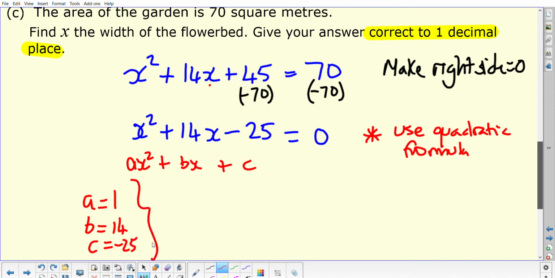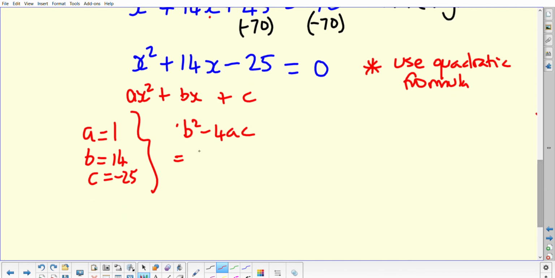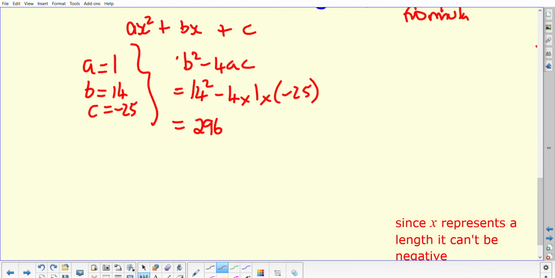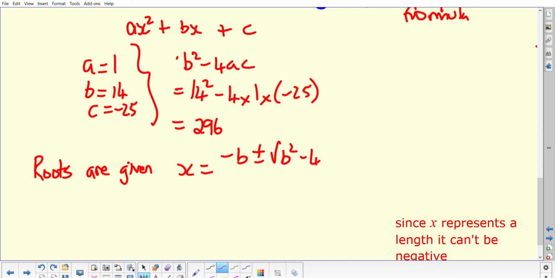So once we've done this, we're going to sub into b squared minus 4ac, which is the bit of the quadratic formula. So you're going to have 14 squared minus 4 times 1 times negative 25. That, if you do that on the calculator, ends up with 296. Now remember, that's only a wee bit of what you need. Remember, to get your roots, you're actually subbing into the whole big formula. This thing here, the b squared minus 4ac is under the root all over 2a.